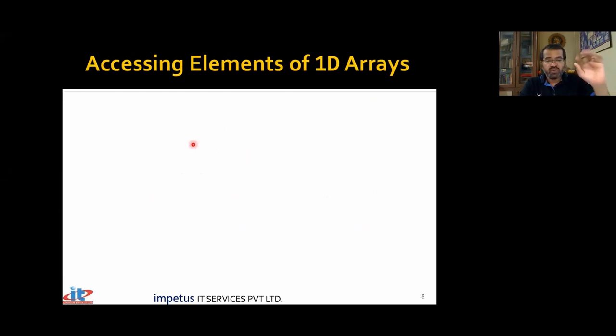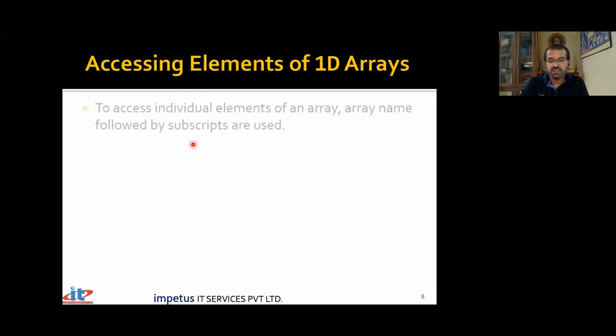I create a group of n number of variables, say a group of 5 variables, but I'm not interested in that group. I'm rather interested in every element which is present inside the group. So what I need is access to the individual elements which make up my array. To access individual elements of an array, we have a concept called subscript. So to access individual elements of an array, the name followed by a subscript is used.